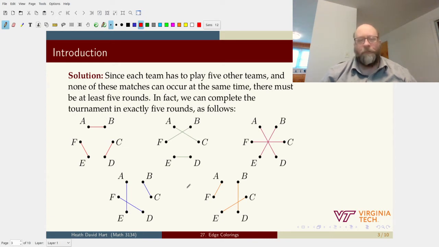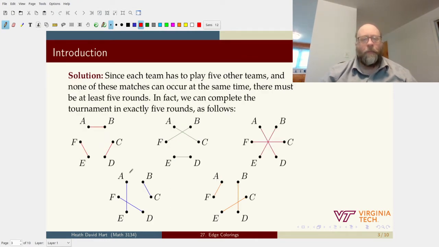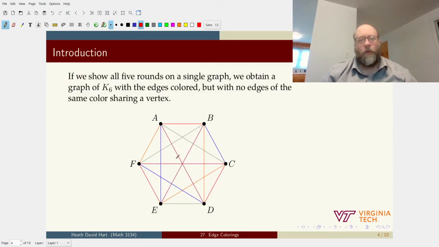And so we don't need extra rounds to do this. If I show all 5 rounds on a single graph, this is a little hard to see because some of the colors are kind of similar, but I think the blue one might stand out as well as any of the other ones, at least if you're not colorblind. A, E, F, D, and B, C. If you look on here, you can see AE is in blue, FD is in blue, BC is in blue. So this is all 5 rounds shown on the same graph.